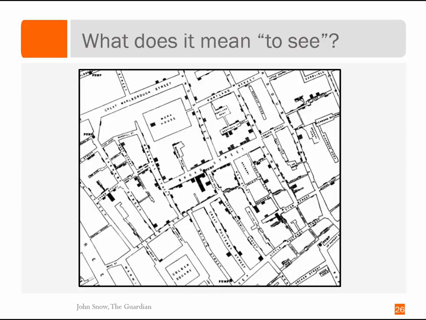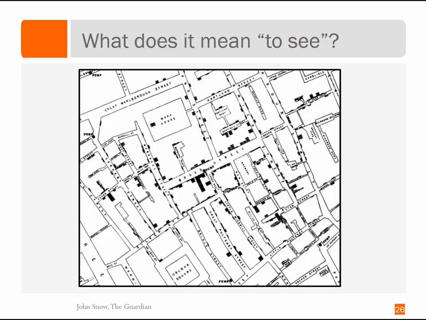Now we're going to take a look at probably one of the most famous usages of maps to solve a particular problem. So this is a historic map. It's often called the Snow map or the John Snow map. And this is a neighborhood map, a particular area in London that centers around Broad Street.